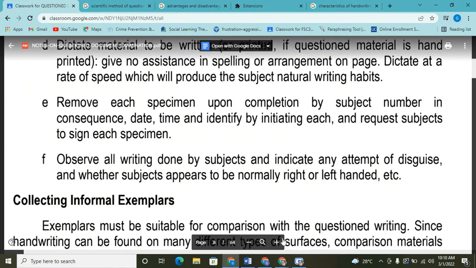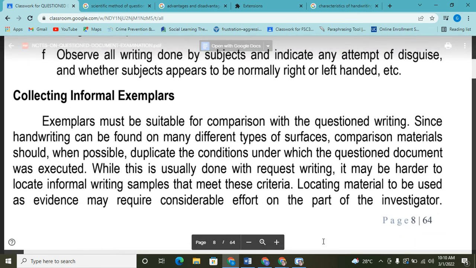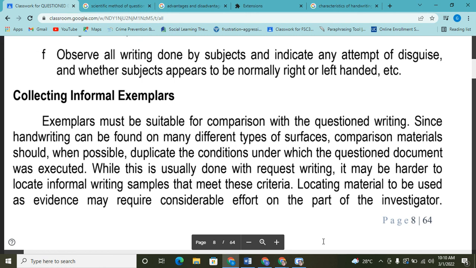Ma'am, how about a wet hand, ma'am? Can it also affect the writing? Yeah, it can also affect it because it might produce unwanted blotting of the ink or unwanted aberration of the fibers of the paper, because of sweaty hands.